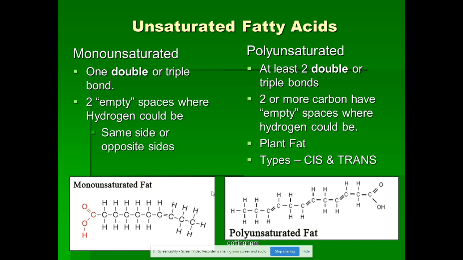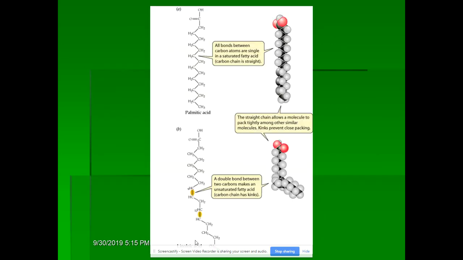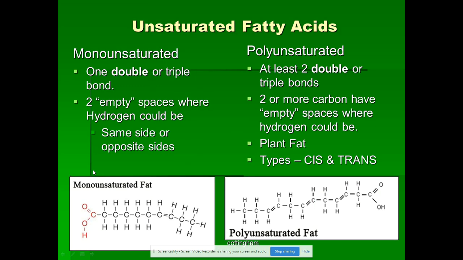Unsaturated fatty acids are classified further into monounsaturated and polyunsaturated fats. If there is only one double or triple bond, it's called a monounsaturated fat. If it has at least two double or triple bonds, it's a polyunsaturated fat. This picture right here is definitely a polyunsaturated fat because there's more than one double bond. Because of that, on a monounsaturated fat you only have two empty spaces, and there are going to be more empty spaces on the polyunsaturated fat, as you see below here.